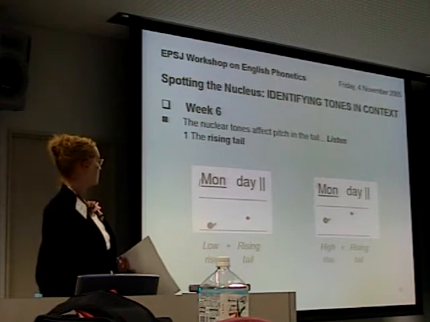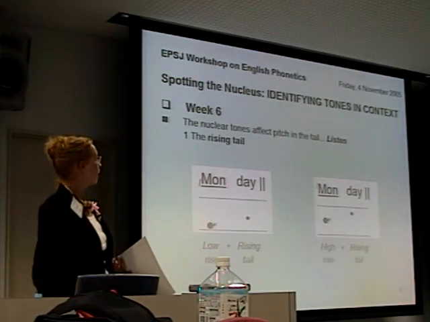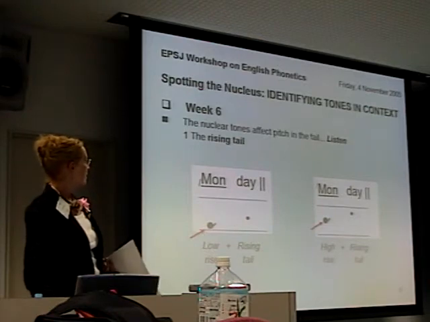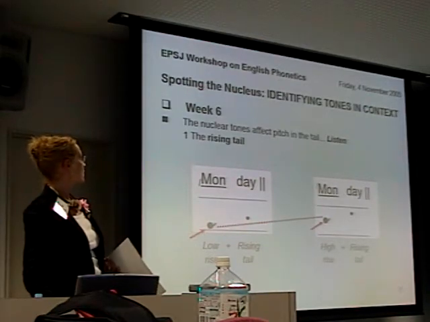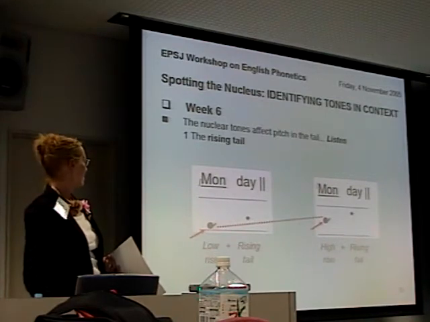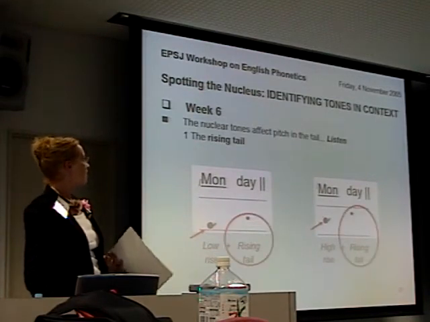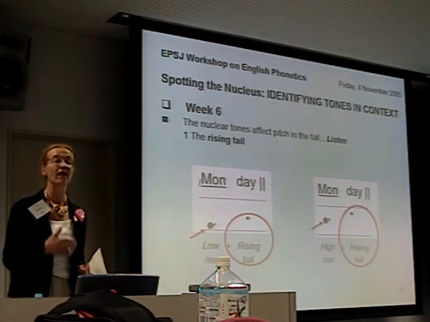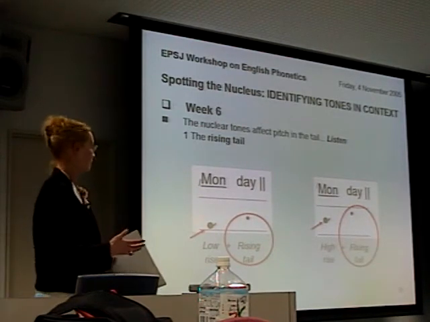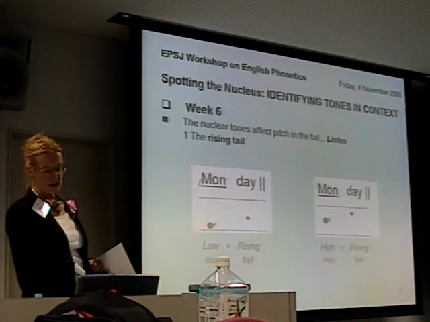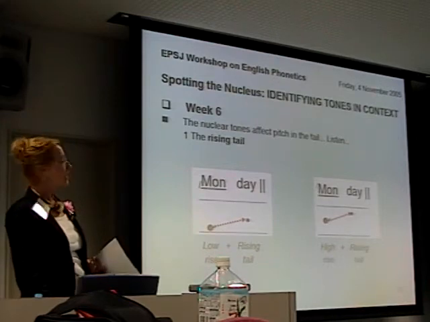We've got a low rise, Monday, and a high rise, Monday. And again, one starts higher than the other, and for the students that can't tell, we can demonstrate it by joining the spots up. But wherever you start, the next syllable is higher than the starting point, and that's what we call a rising tail. Now that's all very fine and dandy, isn't it? And we can see it goes straight up if we do that.